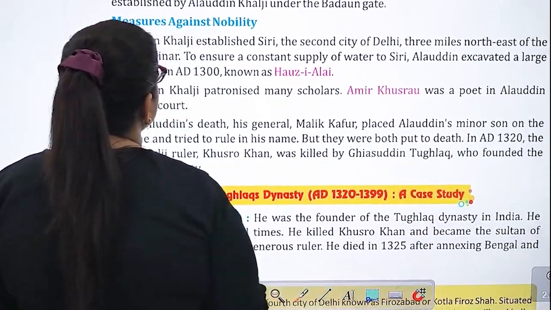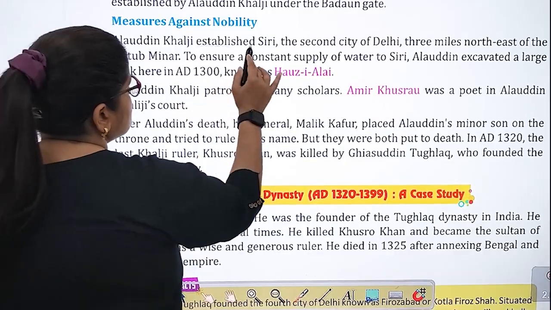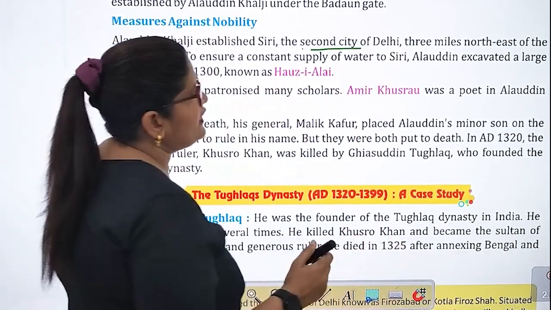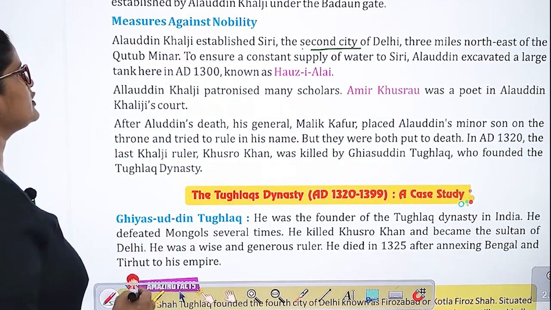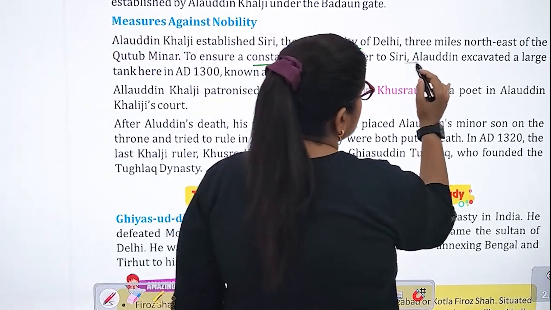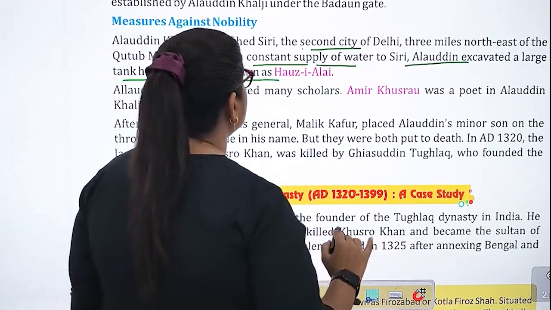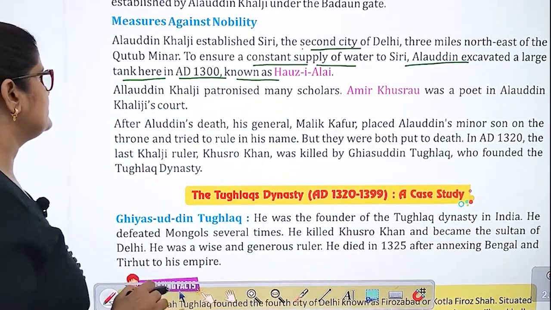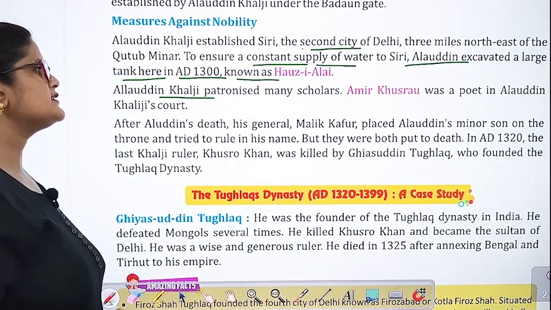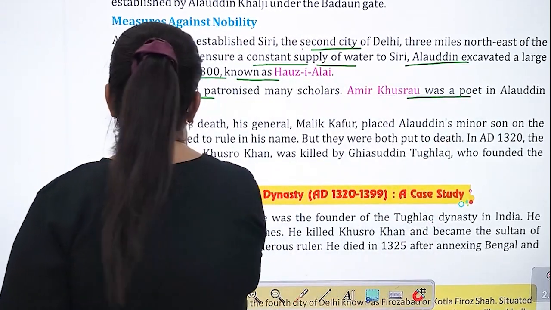Measures against nobility. Alauddin Khalji established Siri, the second city of Delhi, 3 miles northeast of the Qutub Minar, to ensure a constant supply of water. To Siri, Alauddin added a large tank built around 1300 known as Hauz-i-Ilahi. Alauddin Khalji patronized many scholars. Amir Khusro was a poet in Alauddin Khalji's court.